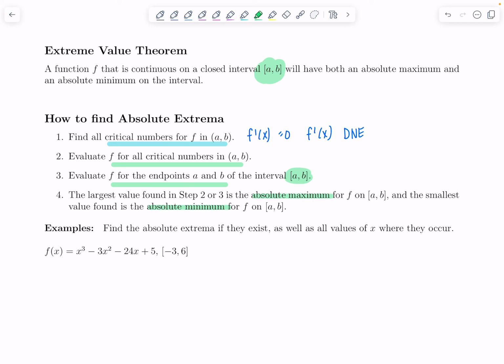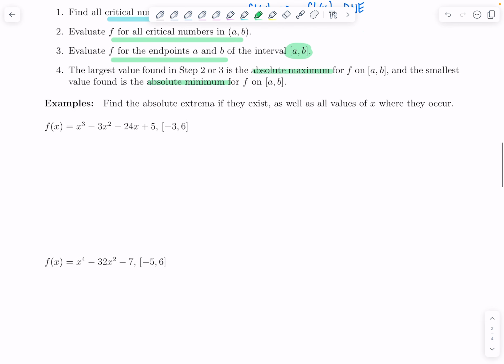Okay, so find the absolute extrema if they exist, as well as all values of x where they occur. So they want the x values and the y values. Here we go. First one, f of x is x cubed minus 3x squared minus 24x plus 5, and we're on the interval from -3 to 6.